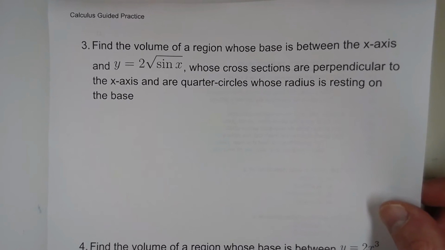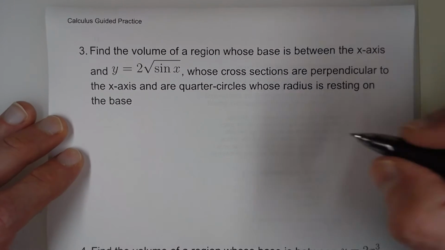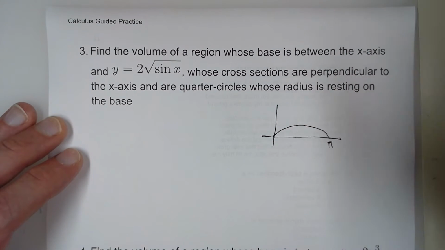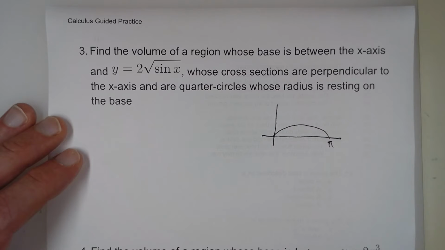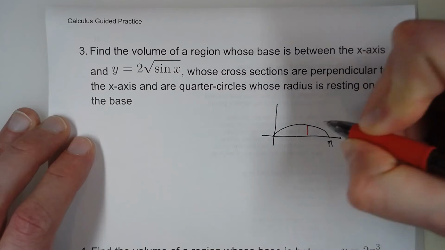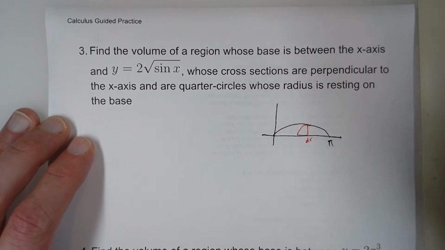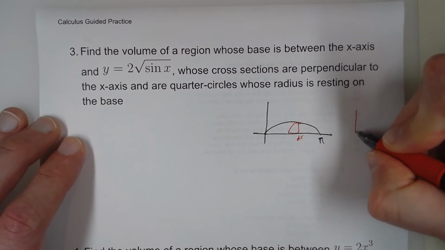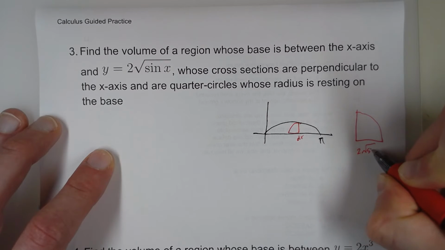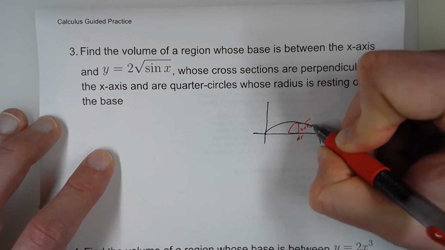Number 3, we have the region of 2 square root of sine x. So that's pi. And so here, quarter circles whose radius is resting on the base. So this actually looks like that with a thickness of dx. So this is 2 square root of sine x. Just like that, 2 square root of sine x.